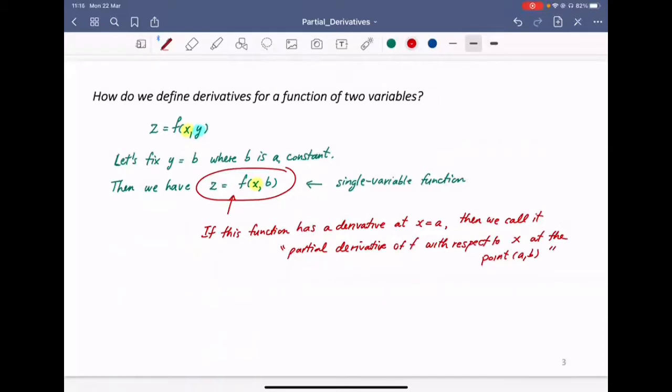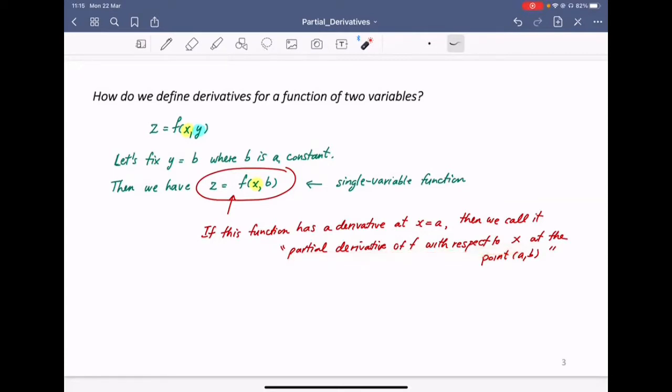Well, this is a definition. In order to define the derivative in 2 dimensions, you need to fix one variable first. Once you fix one variable, you're going to obtain a function in one variable. And then if you take the derivative of that function, you're going to get a partial derivative of f. And then you have to specify with respect to what variable.